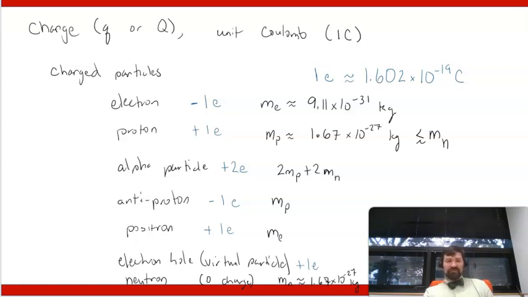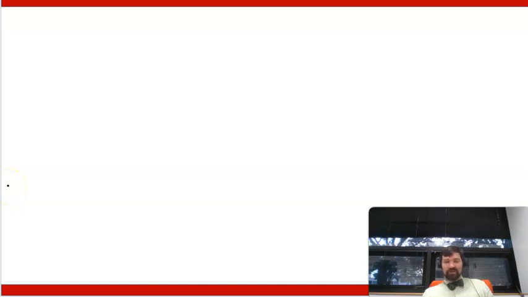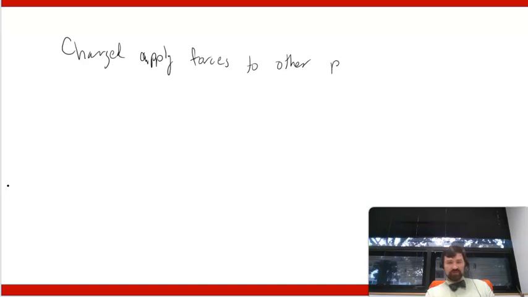So what is another effect with charged particles? Well, they apply forces to each other. So charged particles apply forces to other charged particles.